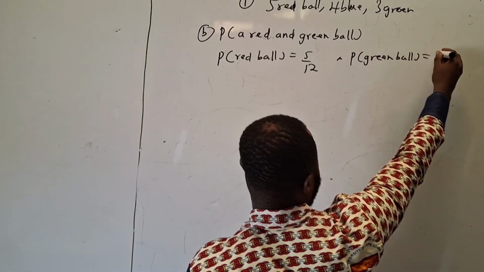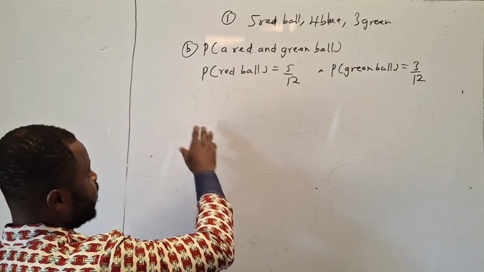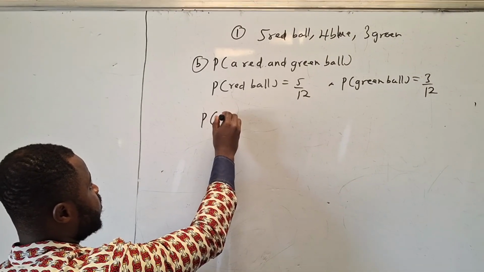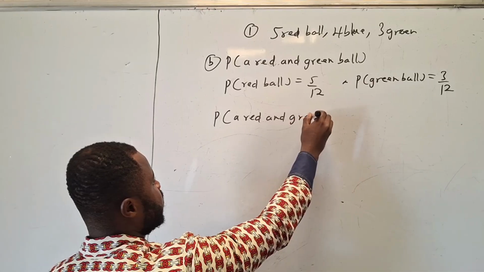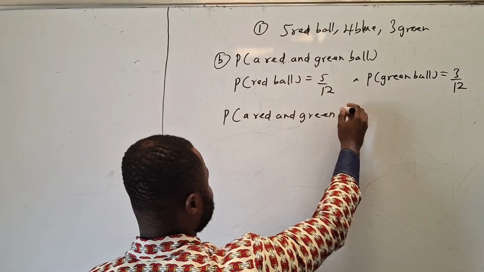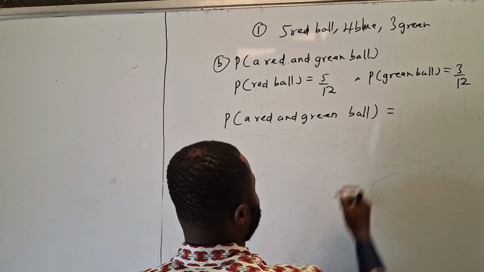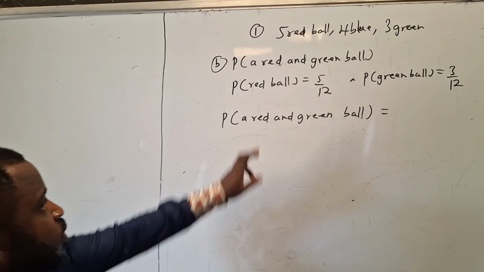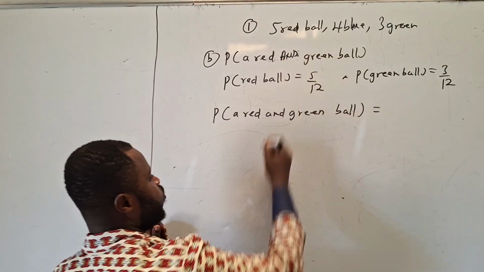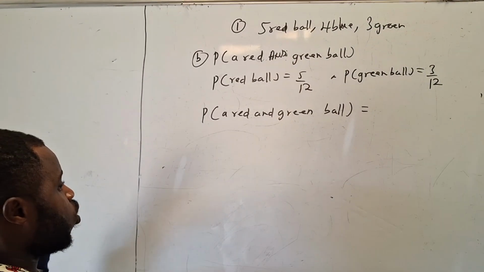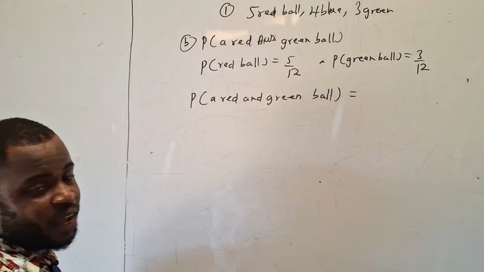So green ball is 3 on 12. Yes. And I said probability of a red and green ball. Now, how do we do it? Now, they are saying and. Let me make it capital. So, and. The other one was or, so we added. So, this one is and. So, we are going to multiply.